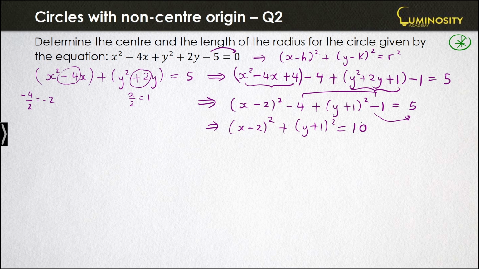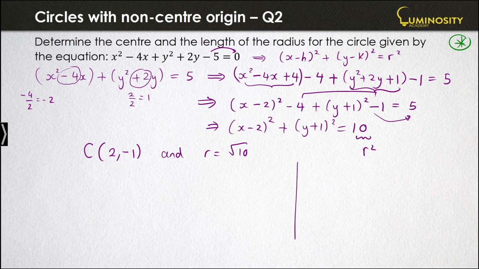So that is this circle here. To determine the center, the center point is going to be given by C. The opposite of negative 2 is positive 2, and the opposite of positive 1 is negative 1. And the radius length, remember this is r squared, so the radius is square root of 10 units.